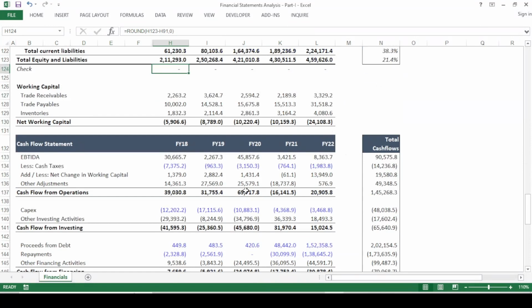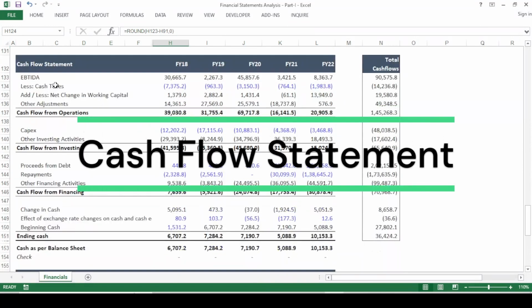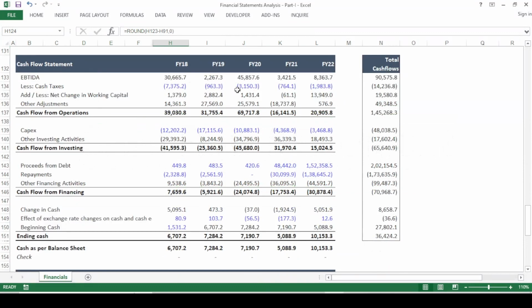Then finally, we have the cash flow statement. Now, the cash flow statement is the most important statement because cash is king. Unlike the income statement, which is based on accrual accounting, everything here is based on cash. A negative sign is going to denote an outflow of cash, and a positive sign is going to denote an inflow of cash.